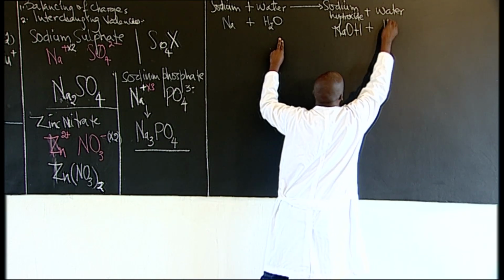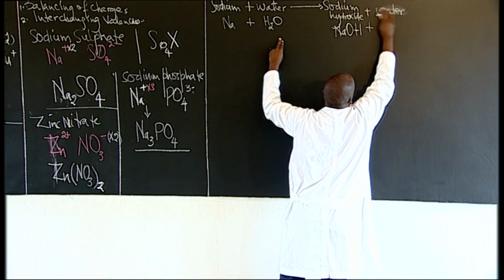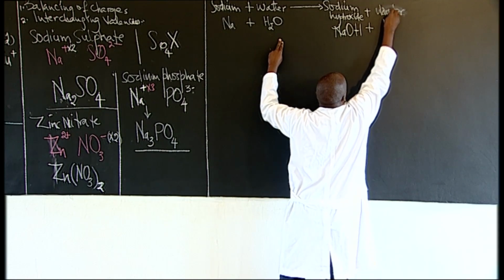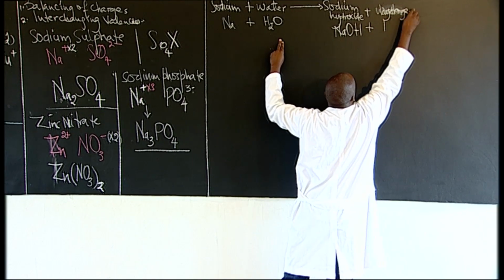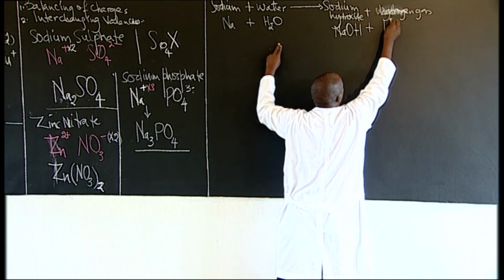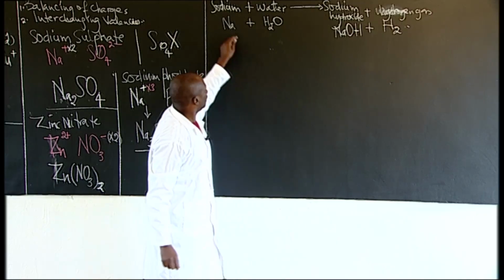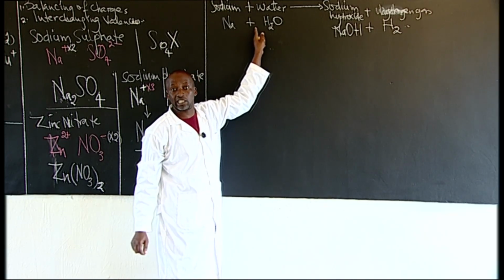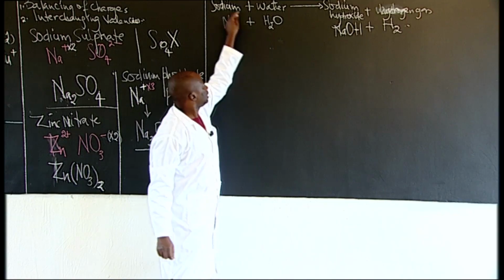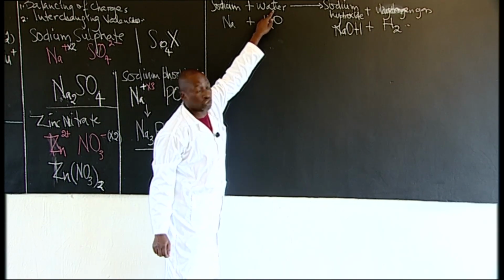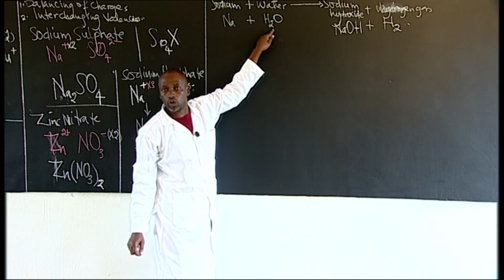Then plus, this was hydrogen. I beg your pardon, this is hydrogen gas. So this is the hydrogen gas formed. Now this is the formula and this is the symbol. This is the word equation. This is the chemical equation.